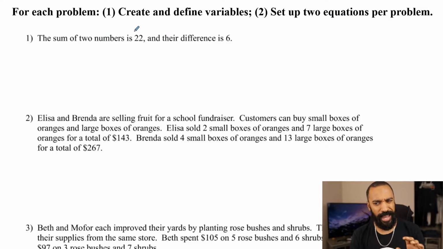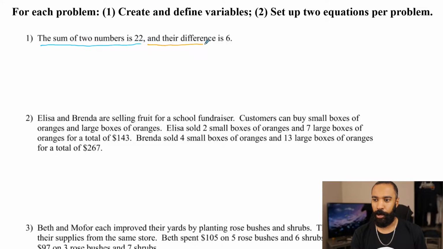And this one, it's actually kind of easier to make the equation for this one first because there's no real life context. But I'll give you an example of what setting up even variables for this one means, defining the variables. So let's go ahead and jump into it. Number 1, the sum of 2 numbers is 22. And their difference is 6.